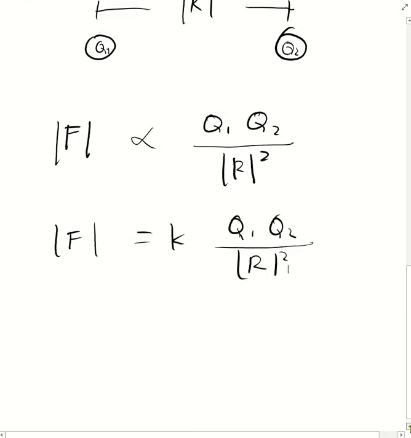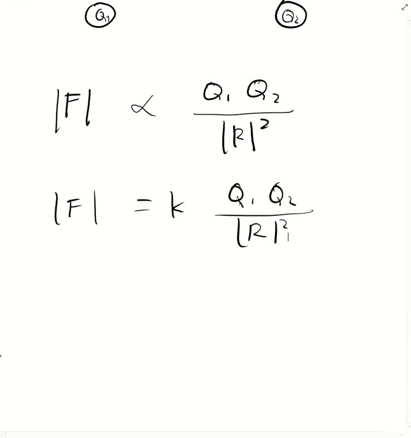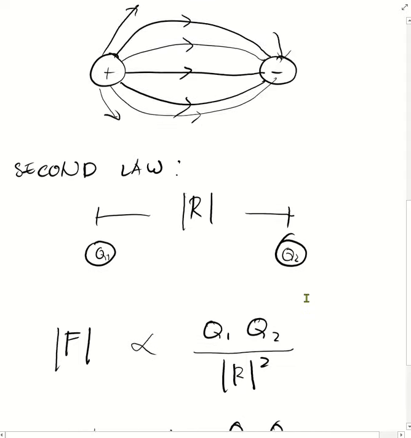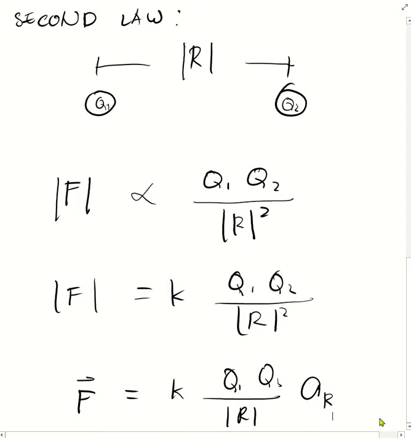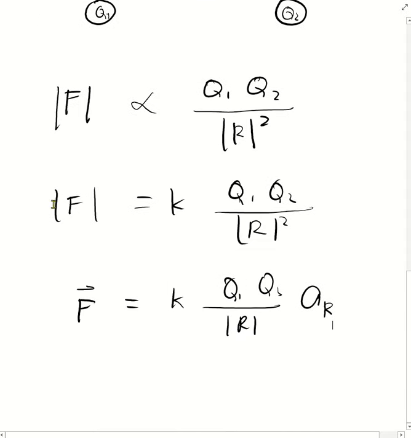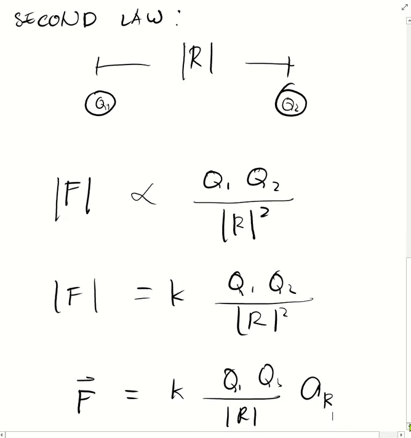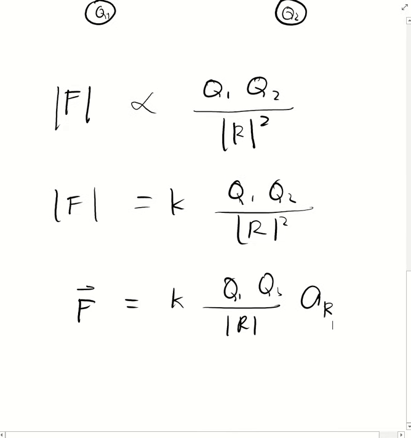Then if you want to include the direction, the vector F will now be equal to Q1 Q2, absolute value of that. Then the direction will be in the direction of the displacement, and that depends on the design of the charges that we will be including, Q1 and Q2.